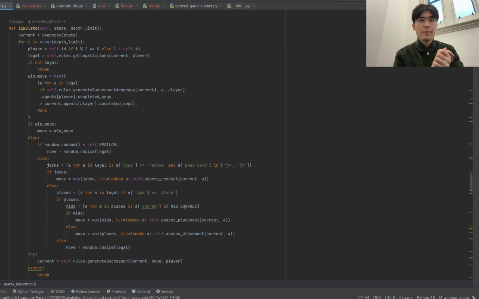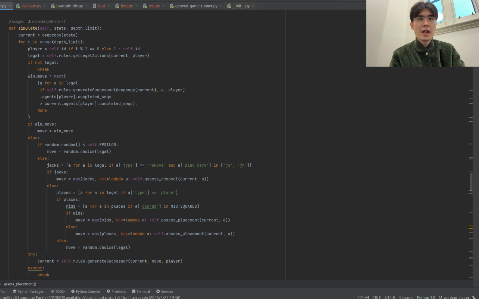MCTS is basically a loop of 4 steps, and today I will introduce the simulation part of the MCTS for my agent. In the simulation part, we will expand the new node in our search tree, and before that we will copy the current board and run a fixed number of turns.